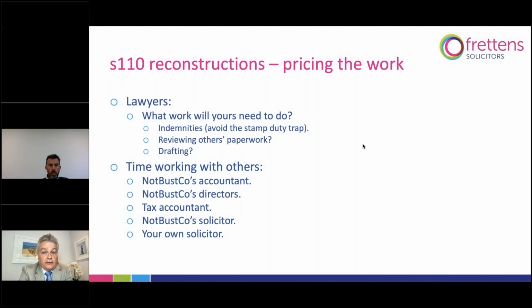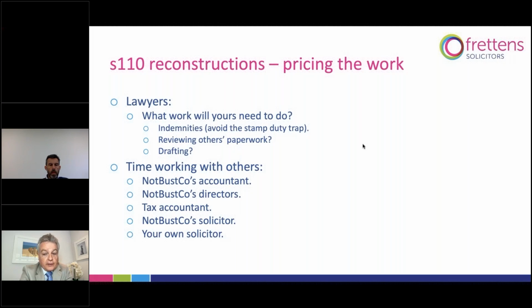So you'll also need to include the cost of your own lawyers, what work they will need to do, and examples here of the sort of work that we would get involved in with the Section 110 is to review and possibly tweak the indemnities, to review the company lawyers' paperwork to make sure that they're not knocking a hole in the scheme inadvertently there, and very often there'd be drafting that we ourselves would have to do in terms of the distributions, the resolutions, and the transfers of the assets.